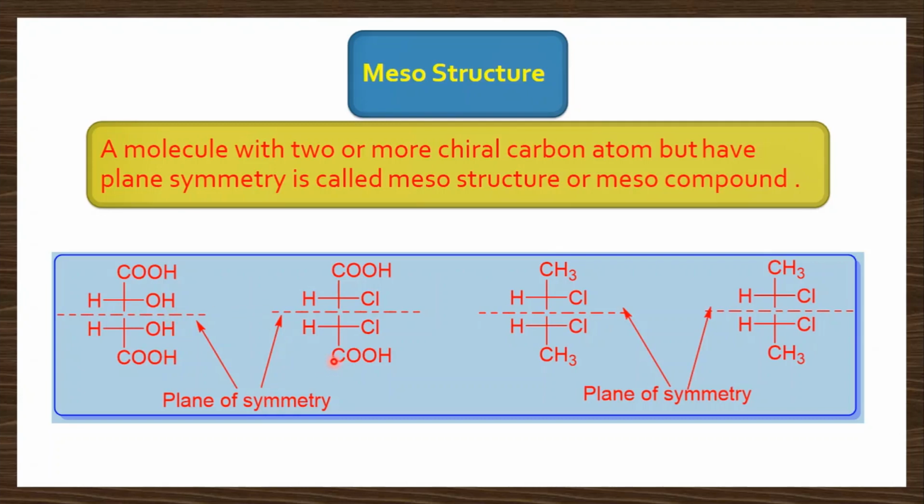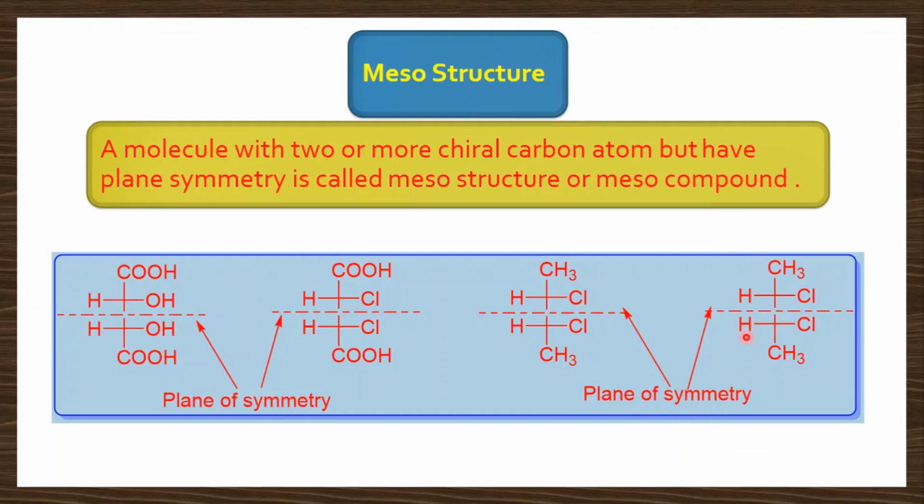Same with compound number 2, it has two chiral carbons. This is chiral carbon 1 and this is chiral carbon 2, but it has a plane of symmetry. That's why this is also a meso structure. Then this is compound number 3, it has two chiral centers, but it has a plane of symmetry. That's why this molecule is also a meso compound.